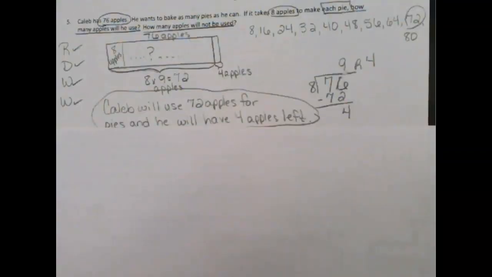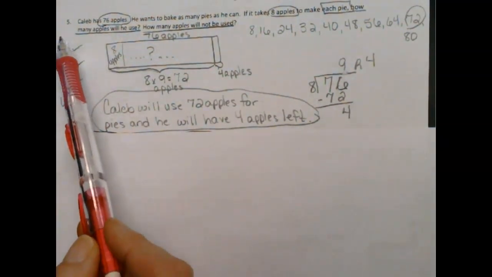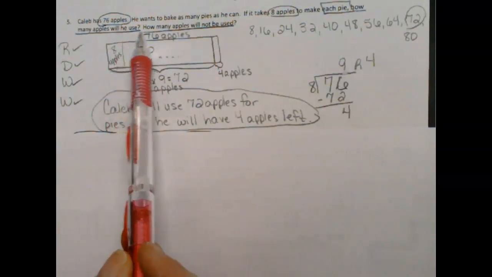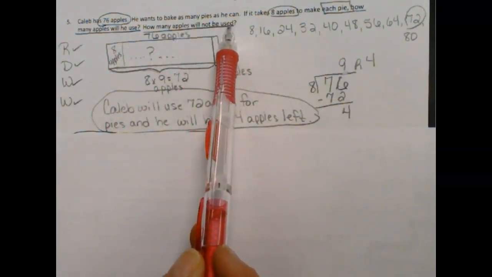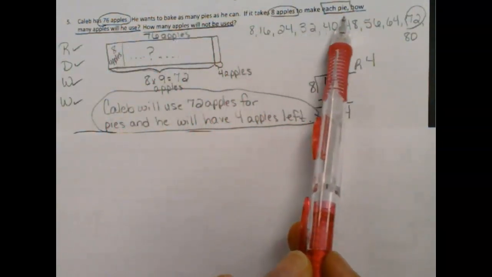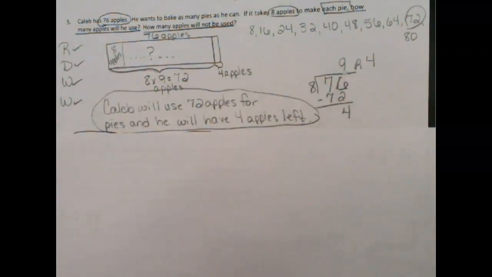Okay, guys, so hopefully you got the answer of Caleb will use 72 apples for his pies, and he will have 4 apples left. So let's look real quick at how Miss Ivasic did this. All right, first I read my problem. Caleb has 76 apples. He wants to bake as many pies as he can. If it takes 8 apples to make each pie, how many apples will he use?